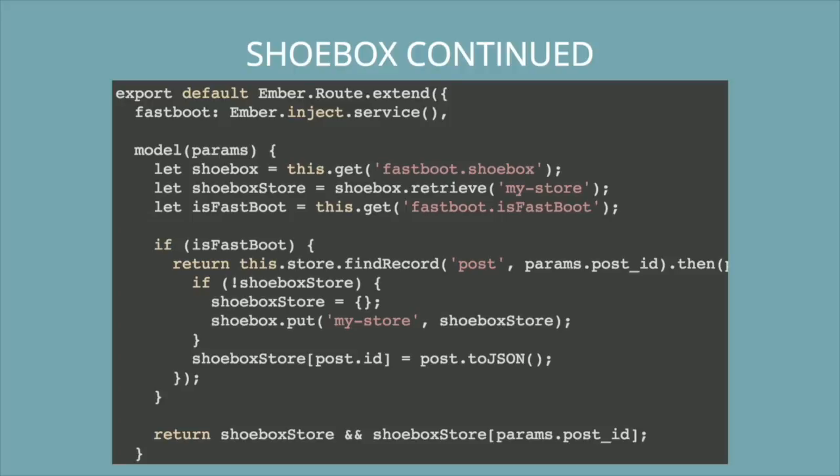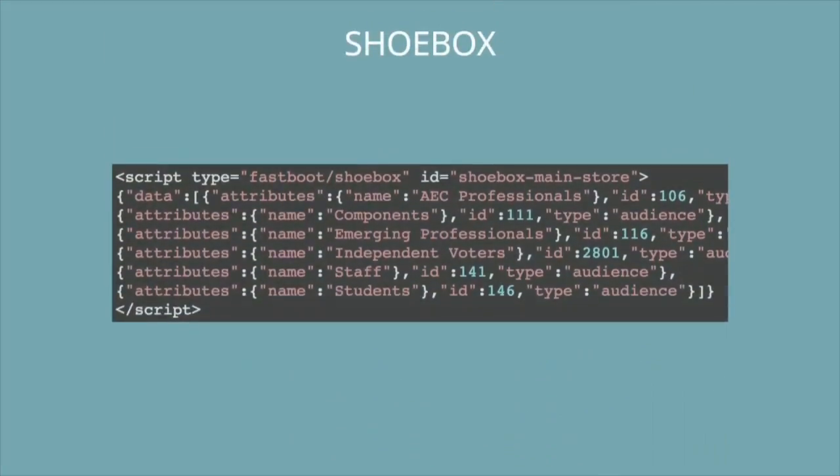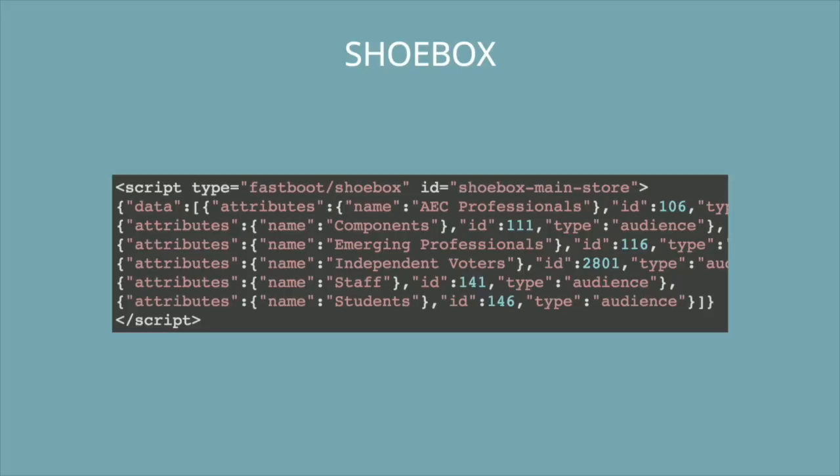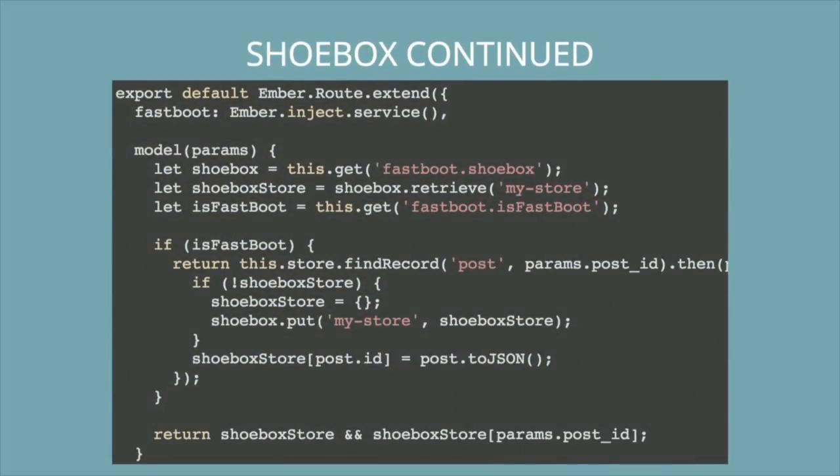So in here you can see that in your model hook, we're checking to see if we're in fastboot. If we are, we want to actually make that network request and then say, okay, now put this data in this SHOEBOX, which basically just injects it into the script tag in your index.html. And then once you're on the client, you say here at the bottom, you just pull that out of the SHOEBOX store, which is just grabbing from the index.html, and so it should be super fast.